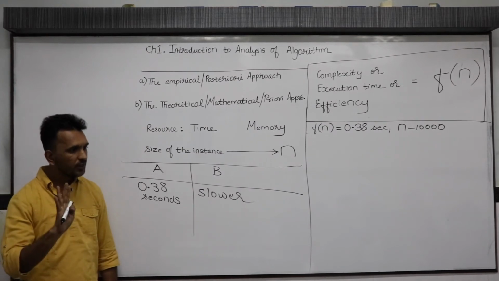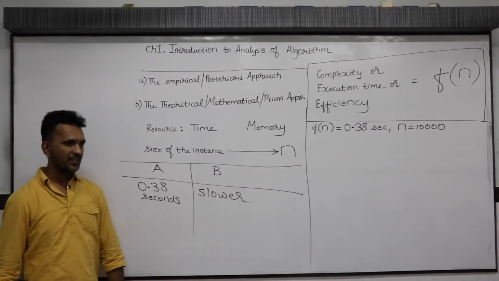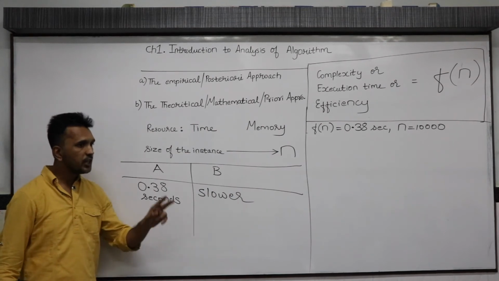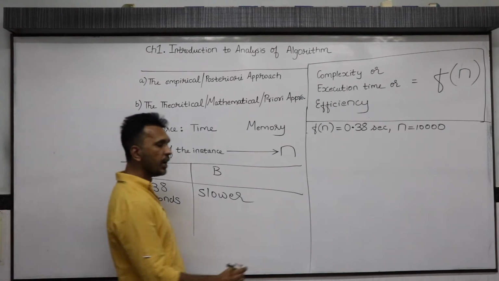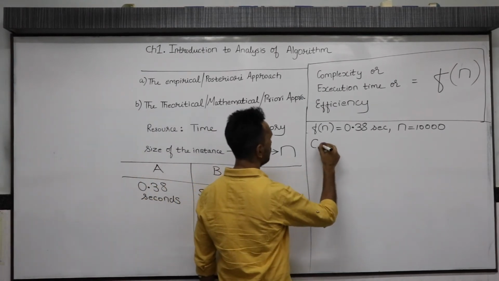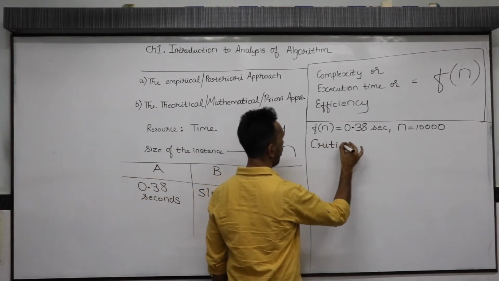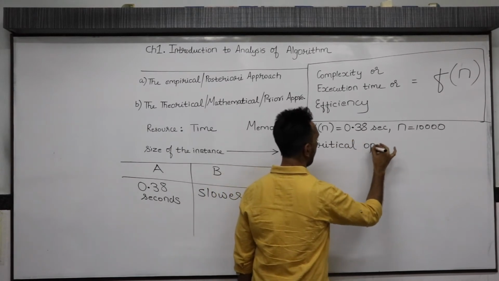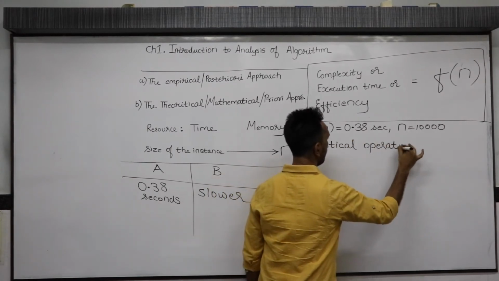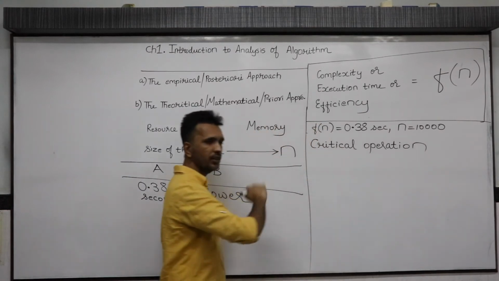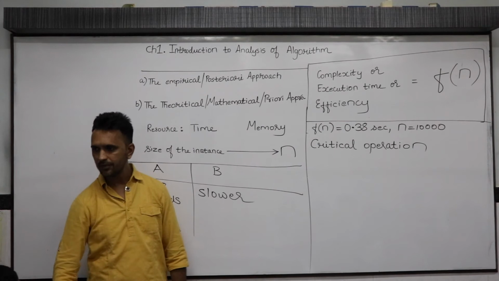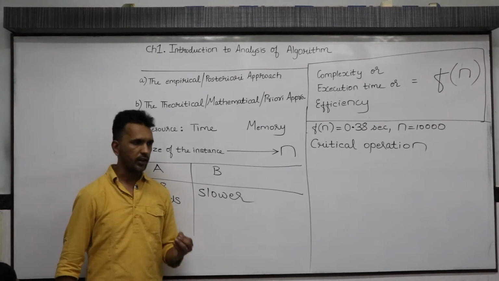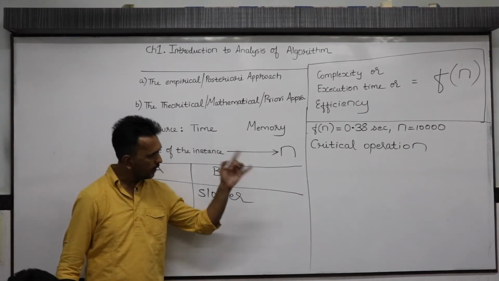So the other way is, don't measure execution time in units of time. Measure execution time using the concept of critical operation. Ask me a question: what is a critical operation? Alright, now let's write a little and then I'll explain that.